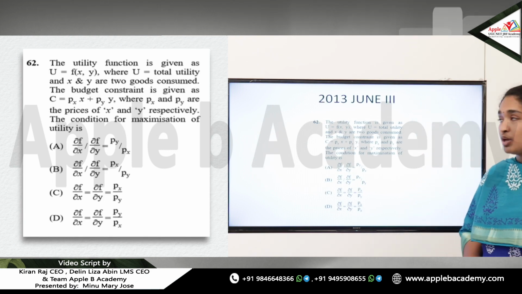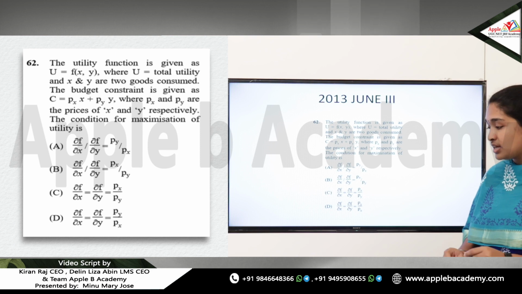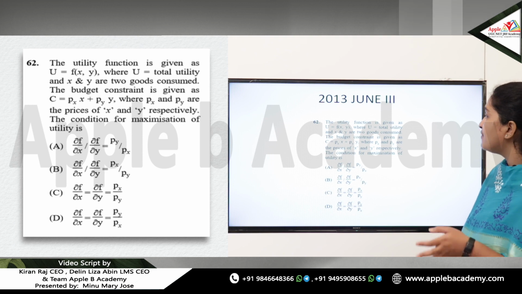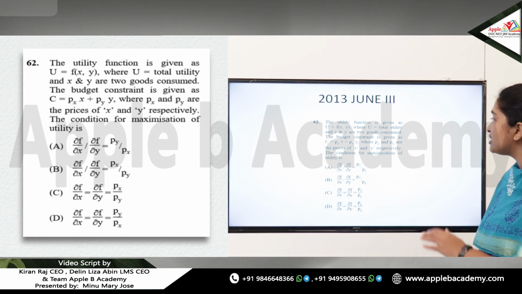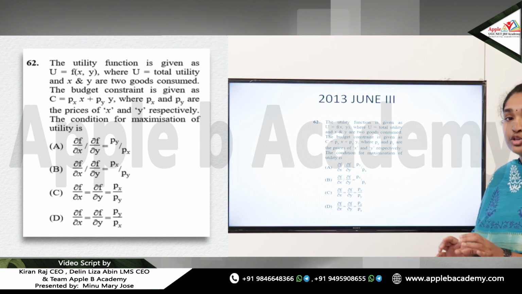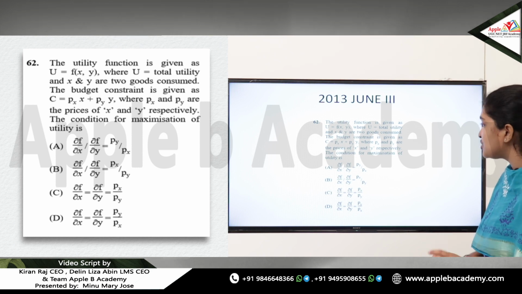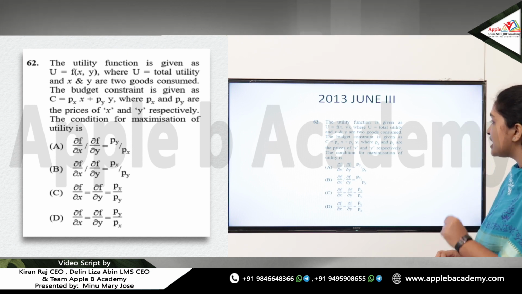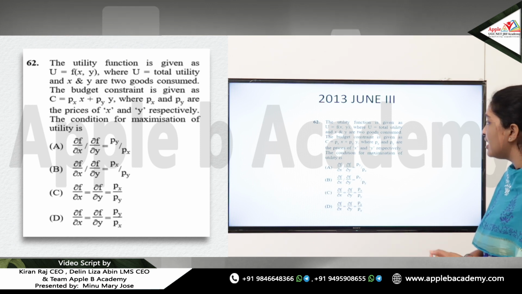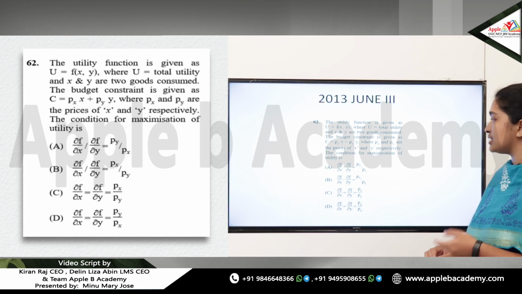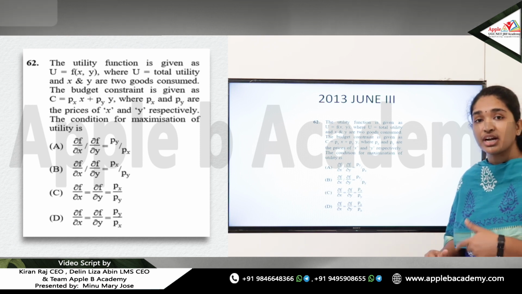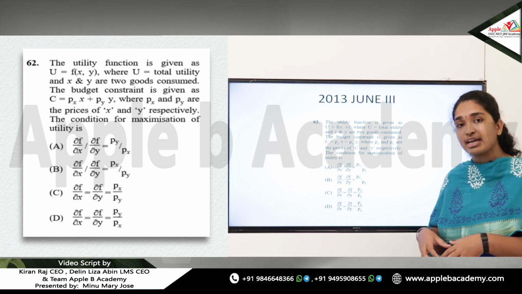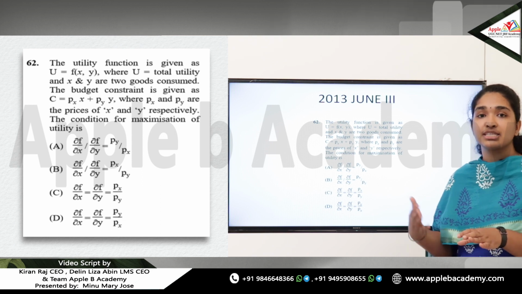So the next question is from 2013 June paper 3. The question is, the utility function is given as U is equal to f of x, y, two commodities x and y, where U is the total utility of x and y, and x and y are the two commodities that are being consumed. The budget constraint is given as C is equal to Px into x plus Py into y, where Px and Py are the prices of x and y respectively. The condition for the maximization of utility is the point where the equilibrium of a consumer is attained, the point where the consumer is attaining his maximum utility.